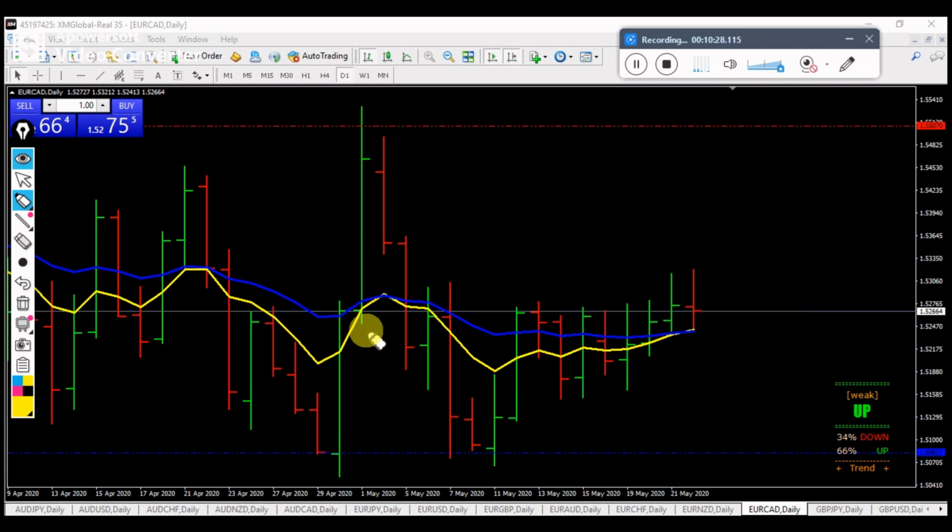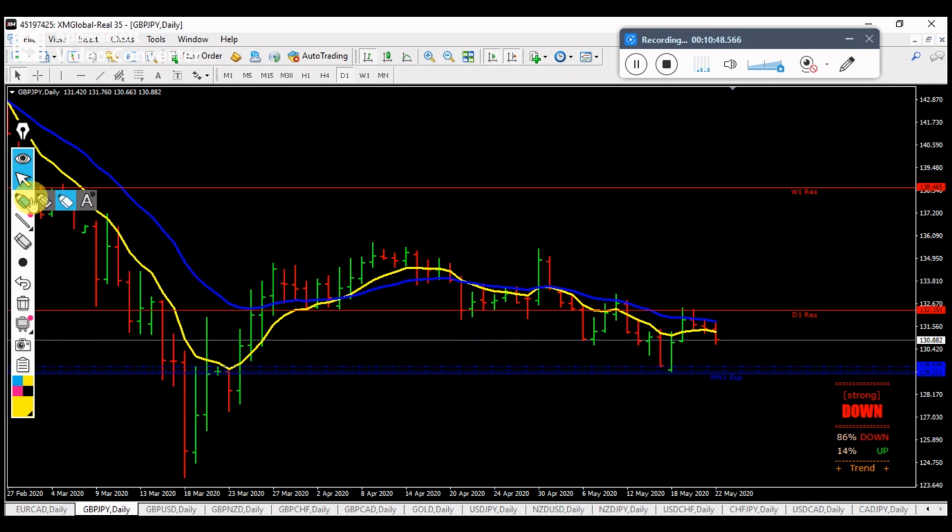That's it with the Euro pairs. Let's move to our next pairs, which are GBP pairs. So yep, let's start with GBP JPY.